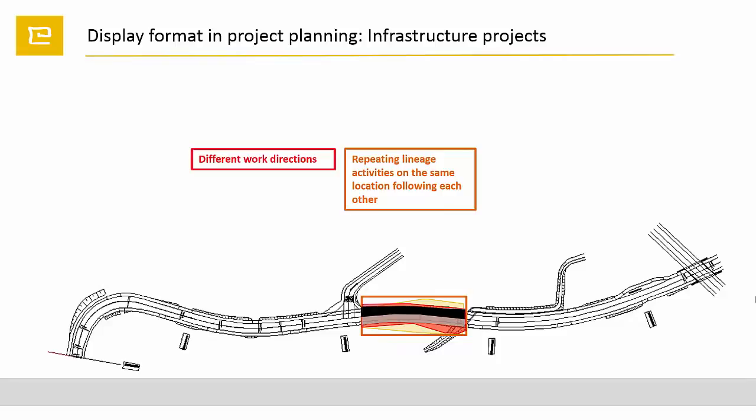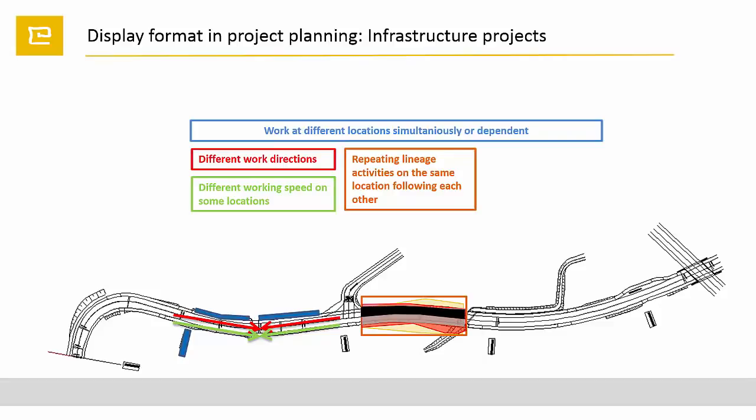Another location condition is that you may have to work in different directions. That can be caused from access, logistics or organizational issues. On some sections, you may have different working speeds. That can be caused by elevation, material, machine or access width and quantities on that location. Very often you have to work on different locations at the same time or dependent on each other.